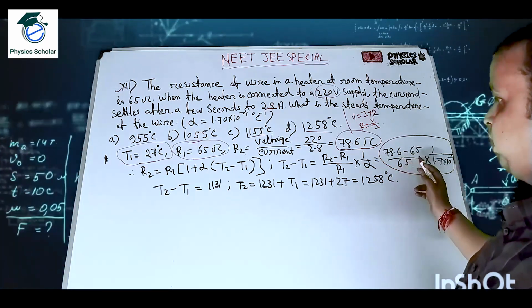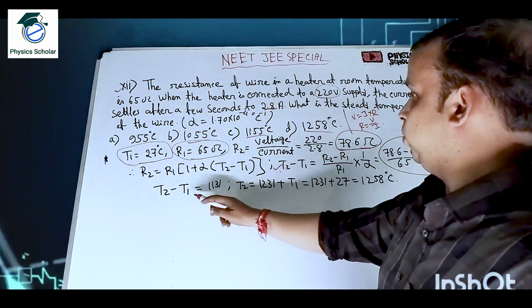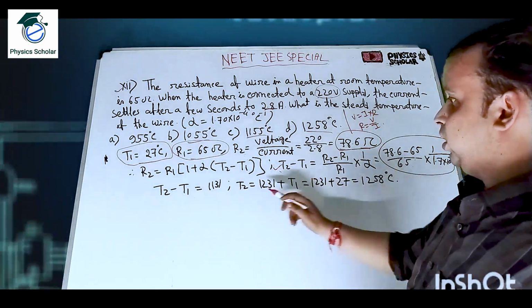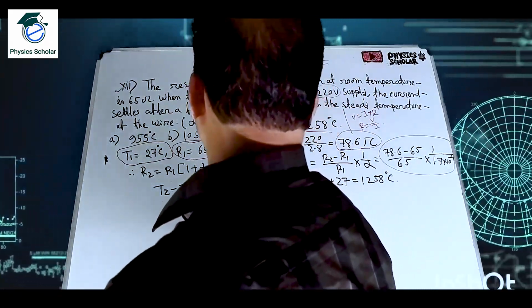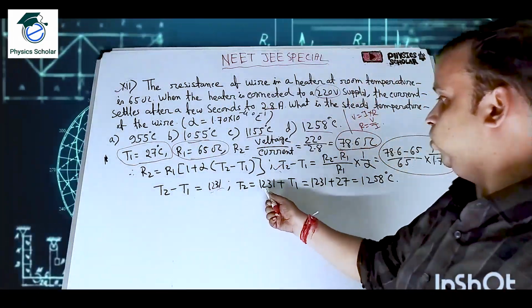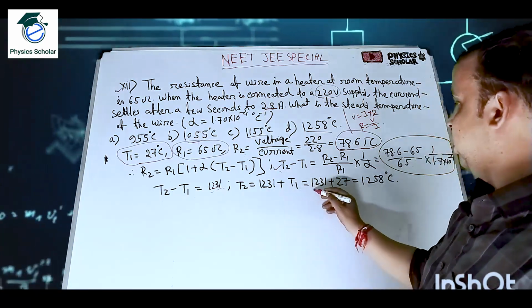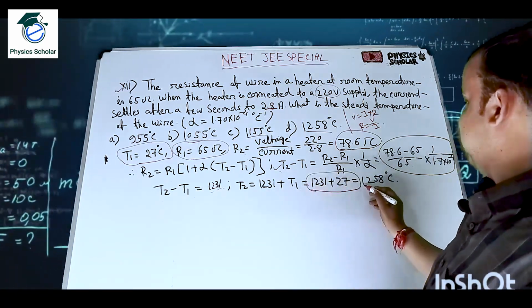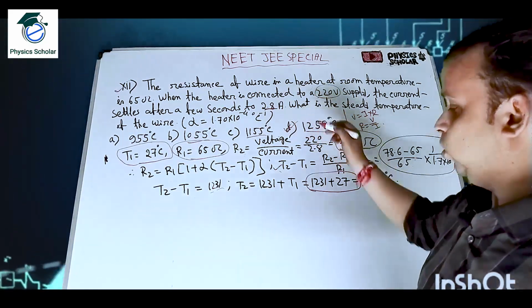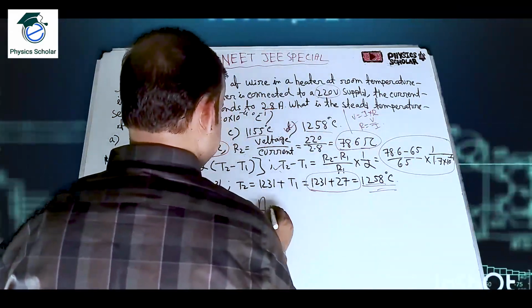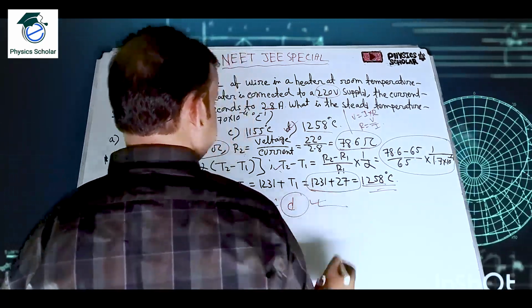So from this, what is coming? T2 minus T1 is equal to, after calculation, 1231. So T2 is equal to 1231 plus T1. T1 is nothing but 27 degree. So 1231 plus 27, that means 1258. So the answer will be option number D. That will be your answer for this question.